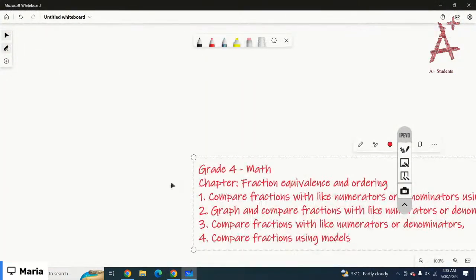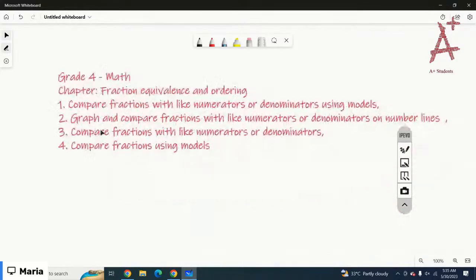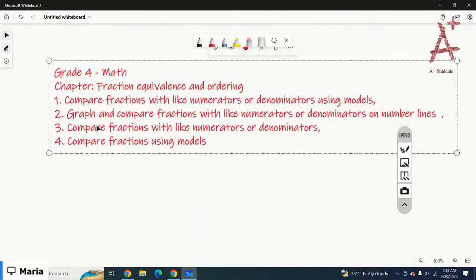So, we're working on grade 4 maths. We're working on the chapter fractions, equivalence, and ordering. Lessons we have covered today are compare fractions with like numerators or denominators using model, compare fractions using a graph, compare fractions with like denominators on number lines, compare the fractions with like numerator and denominator, and compare fractions using model.